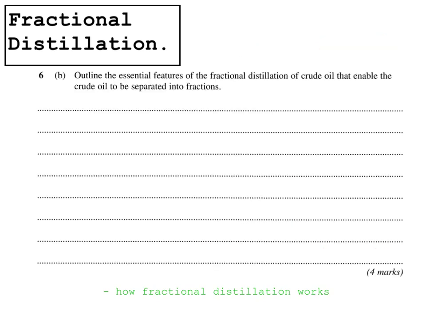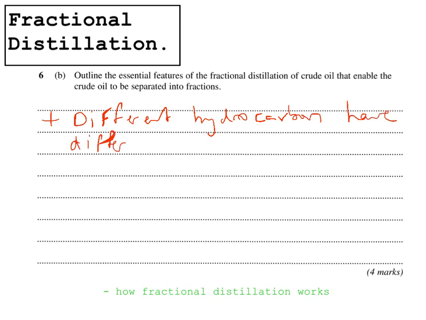So how might it get examined on this? Well, here's an example question. You can see there are 4 marks. There's 4 different points you have to mention when you're talking about fractional distillation. To get these 4 marks, you have to make the following 4 points. The first one being that all hydrocarbons have different boiling points, and basically that's what allows them to be separated. So different hydrocarbons have different boiling points.